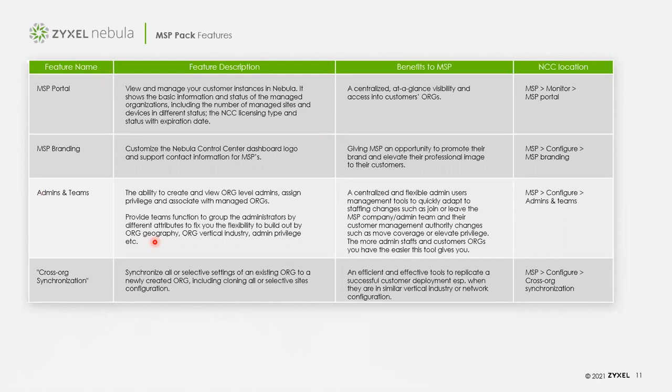So in the past, let's say you've got 10 guys, you would have to go to each one of your organizations and add each of those 10 guys to each organization. So now you can just add them to a team and blanket apply that to select organizations to quickly be able to modify which admins have access to which sites. So it's just an easier, more convenient way of doing that.